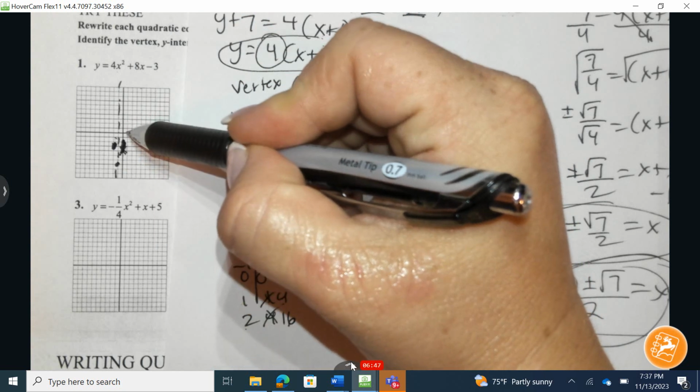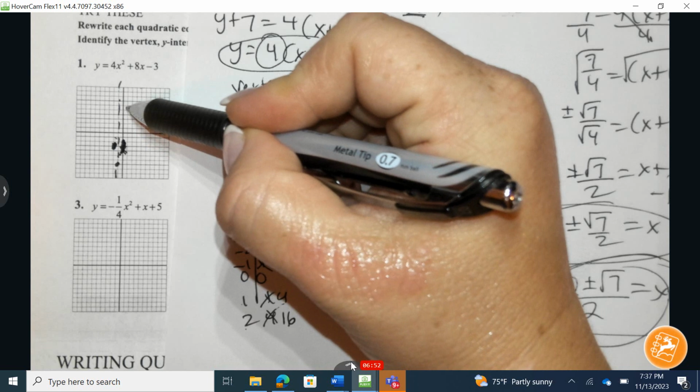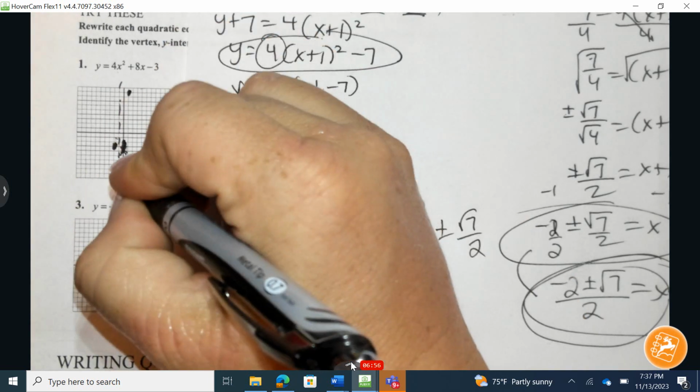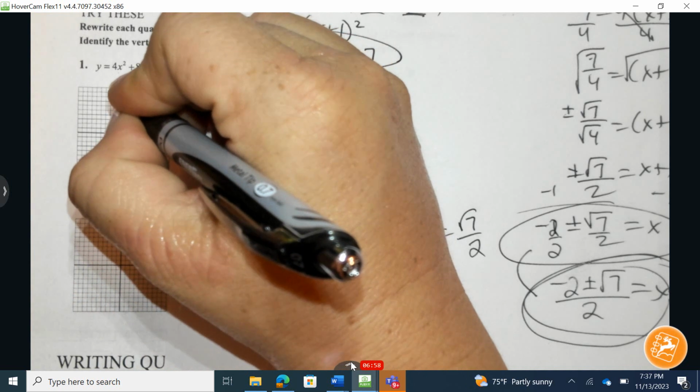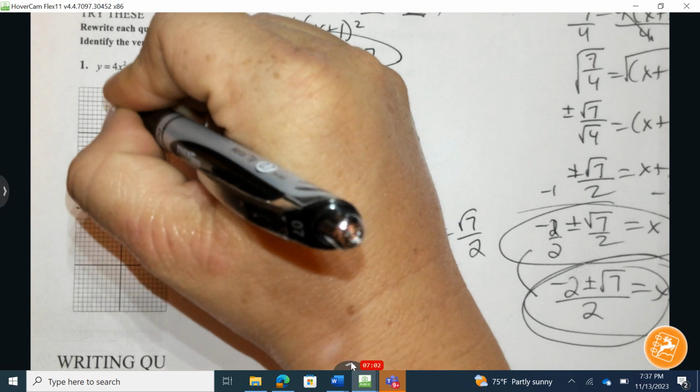So we know this is 7, I need 9 more. 1, 2, 3, 4, 5, 6, 7, 8, 9. And I go left 2 and up 9 as well. All right, so we have this very skinny parabola.